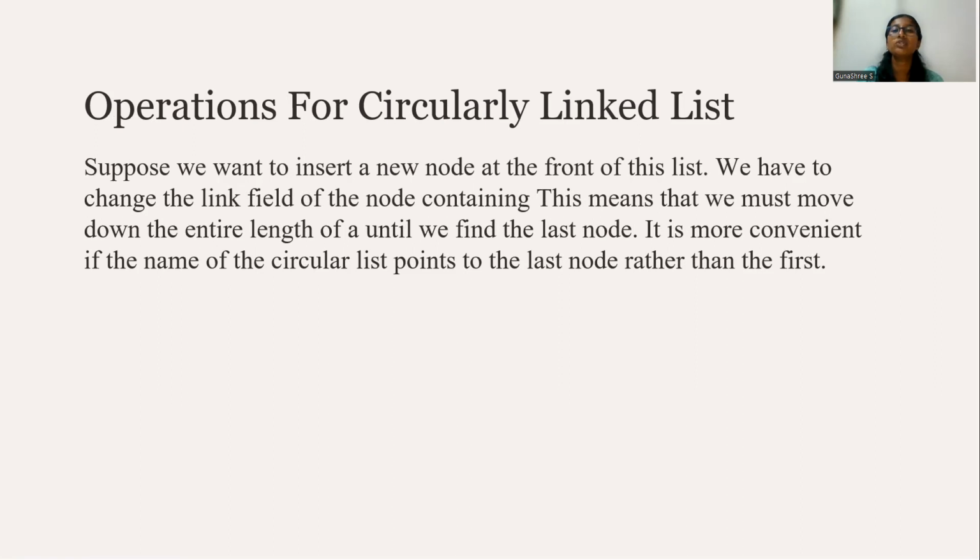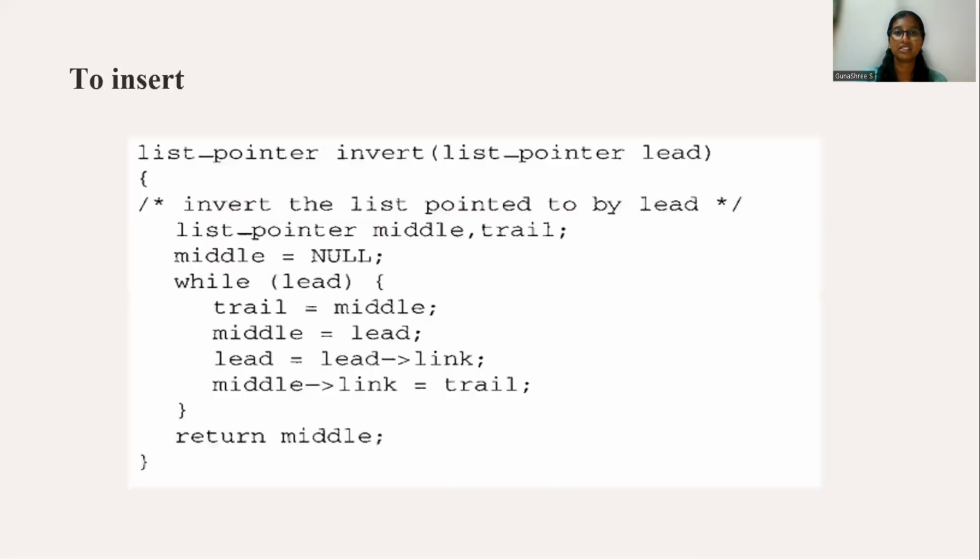Why? Because the last node and the first node will be present beside each other, rather than at the front and the end. So this is one more operation that can be easily performed in the single linked list. To insert an element, first we'll set the trail to middle, then middle to lead. So lead will move through the linked list, and the element which has to be inserted in the middle will be inserted.